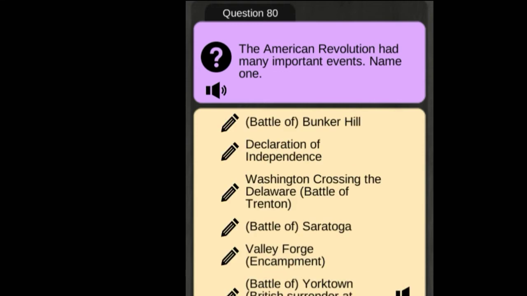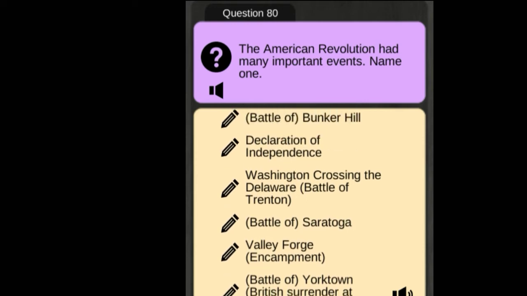The American Revolution had many important events. Name one. Battle of Bunker Hill. Declaration of Independence. Washington crossing the Delaware, Battle of Trenton. Battle of Saratoga. Valley Forge, encampment. Battle of Yorktown, British surrender at Yorktown.